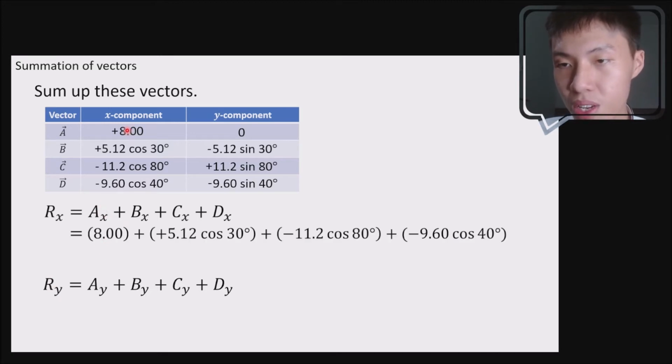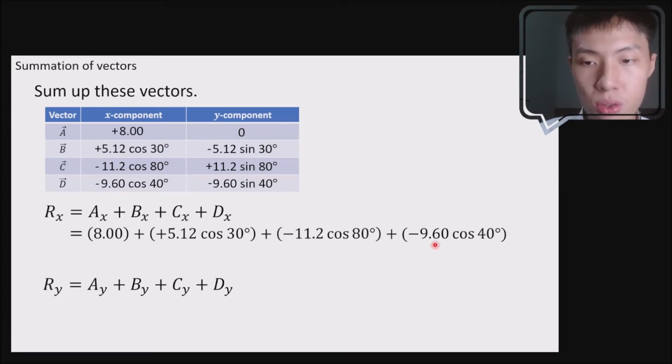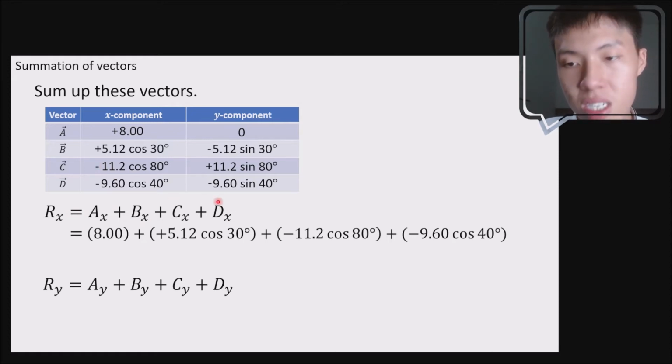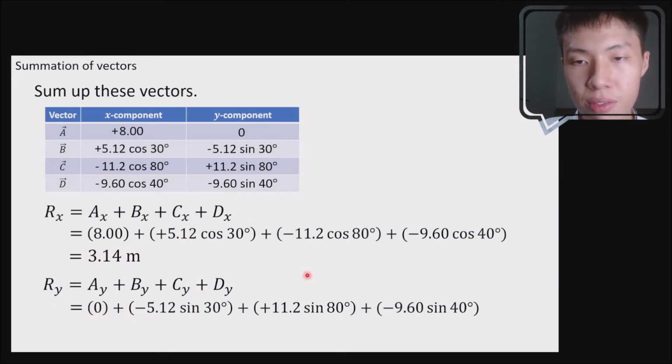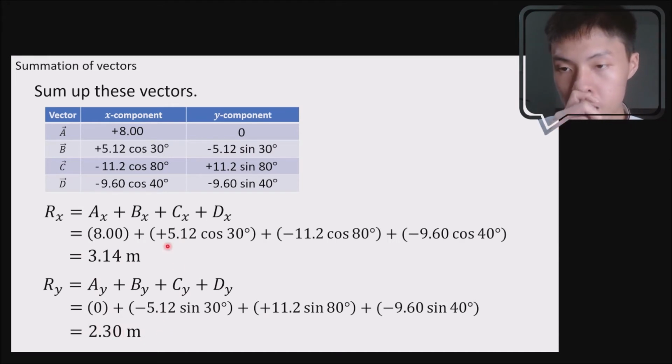So for Rx, you just bring in the value, plus the value, plus the value, plus the value. You notice that everything is plus, but the negative sign is included in the table already. So when you're doing this summation, just add on everything. Then if you calculate all these using a calculator, you get 3.14 meter. For Ry, again, you sum up everything on this side of the table, then you get 2.30 meter.